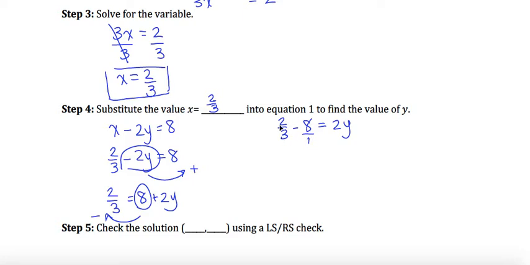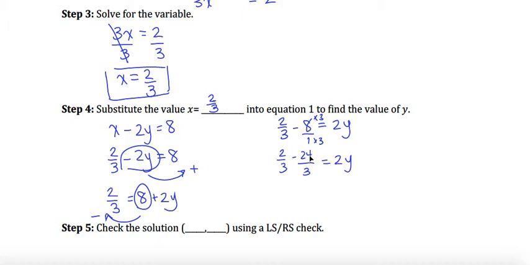And I want to make this the same, the denominator is the same, so I'm going to multiply both my numerator and my denominator by 3. So my next line is going to be 2 over 3, and then 8 times 3 is negative 24, and 1 times 3 is 3. So now I have two fractions where the denominators are the same, and that is going to help me out quite a bit.